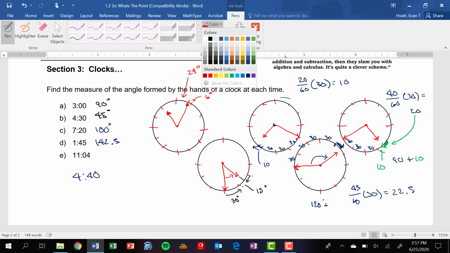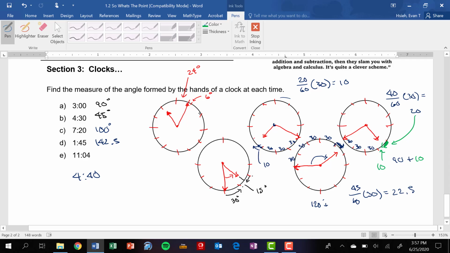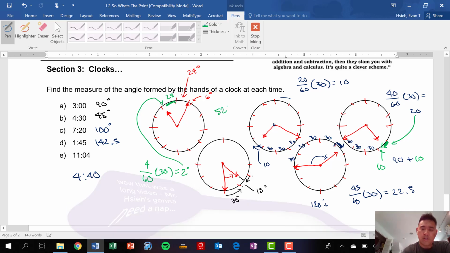Now remember, the little hand is moving the fraction of the way of the big hand. So the big hand fraction is going to be 4 divided by 60 times 30. And that's going to give you how much the little hand has moved. So we know that this is going to be 2. So 2 degrees is going to be right here. But I know that in actuality, it's this piece right here I'm looking for. So that's going to be 28. So the answer is just going to be 52 degrees.